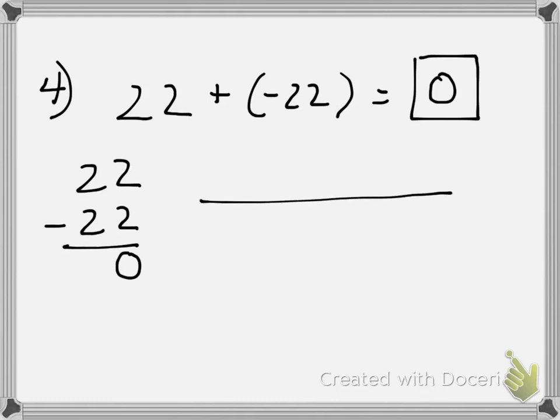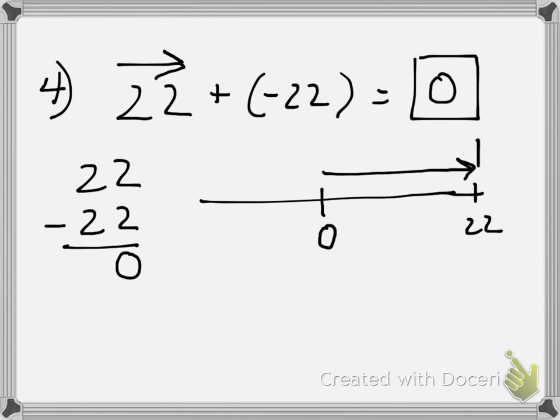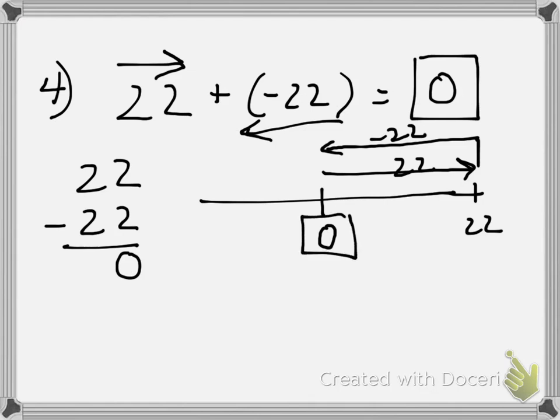We can also use a number line, starting with the origin 0. First of all, we go positive 22, so we go to the right 22 places. And then from there, we go negative 22, so we go to the left 22 places. So this is 22 to the right. This is 22 the opposite direction. So therefore, it takes us back to 0, the origin.